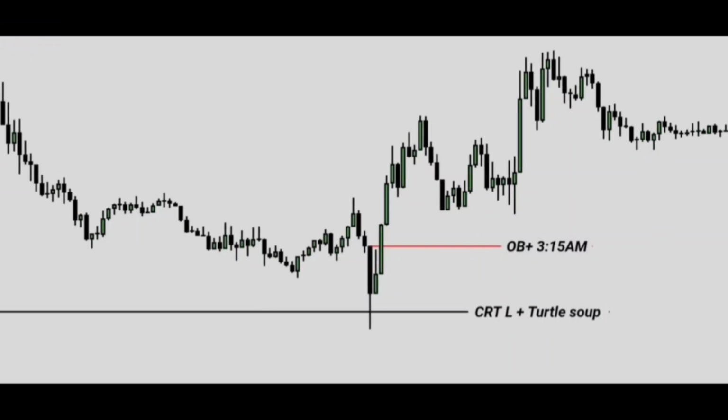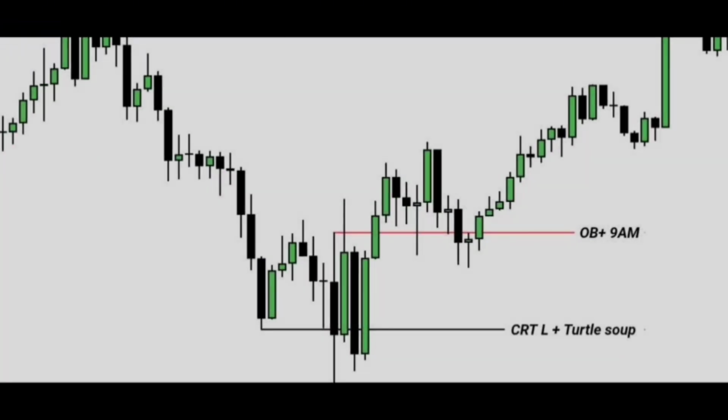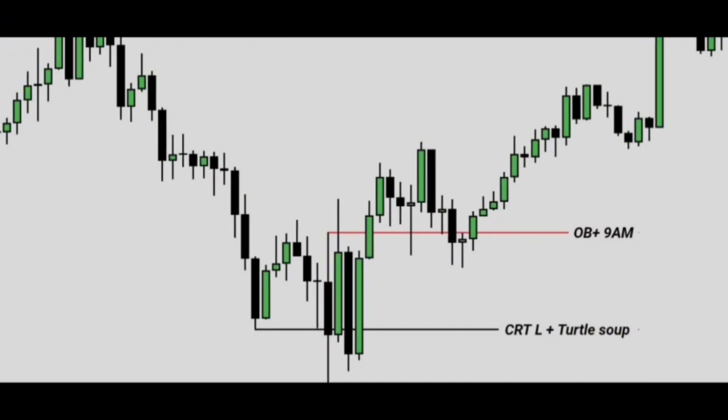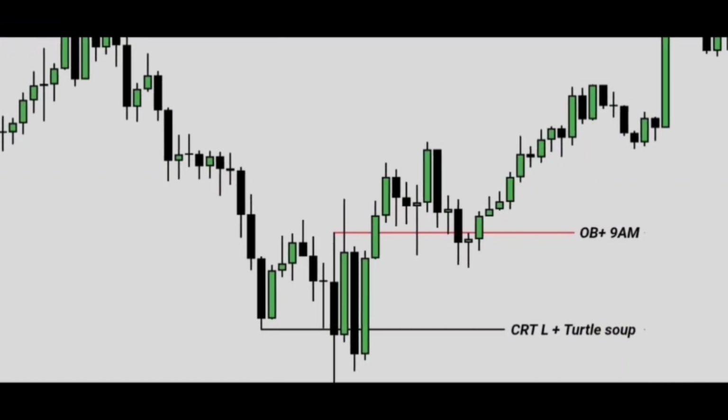Okay, so moving on, this is another example, a bullish example. You can see the market, the last candle took out the previous low, which is a CRT low, again at a key time, which is 9 a.m.